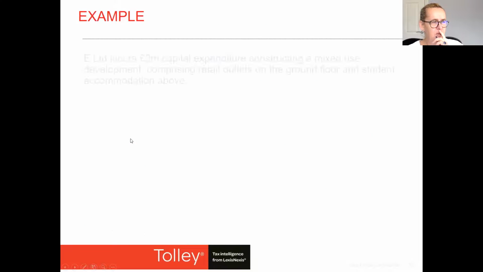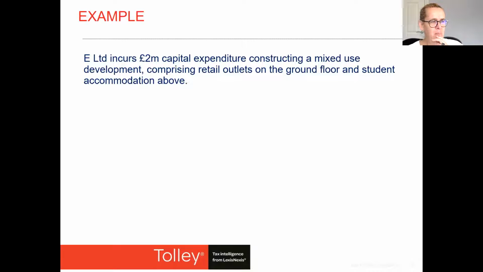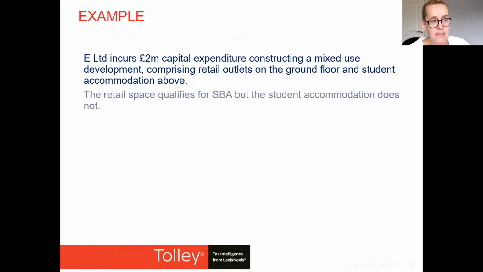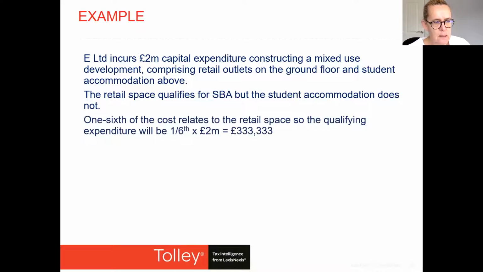So looking at some fairly straightforward examples, a company incurs £2 million worth of expenditure. It's a mixed use development comprising retail outlets on the ground floor and student accommodation above that. When I was writing this example, I did think it's not a particularly good example because student accommodation can sometimes be treated as non-residential, but we'll come back to that point in a moment. The retail space would qualify for SBA, but the student accommodation does not. It's specifically treated as dwellings for the purpose of this. And it is decided that 1/6 of the cost relates to the retail space.